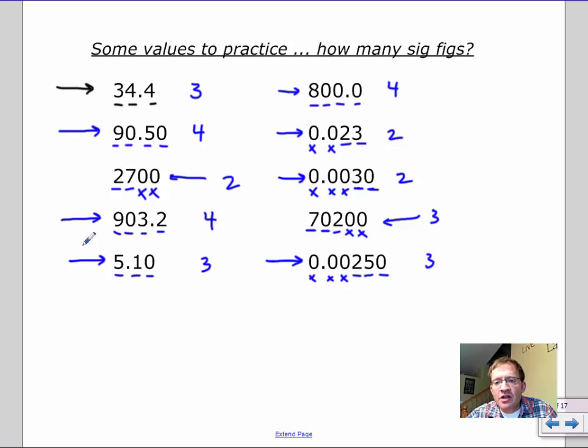That's it for introduction on significant figures and figuring out how many are in a value. We'll start using those in our multiplication and division in the next video. Thanks.